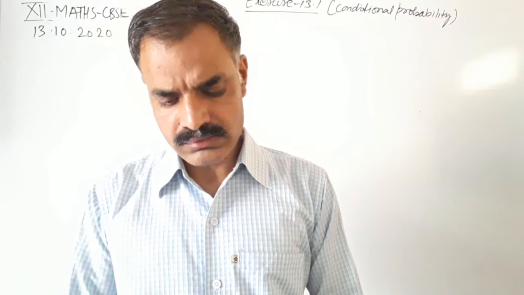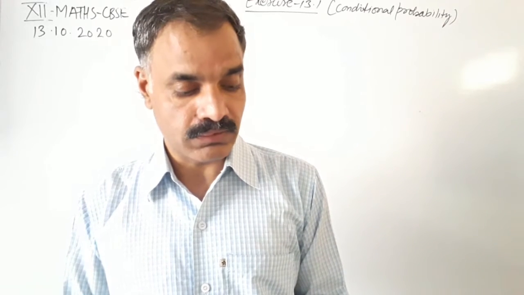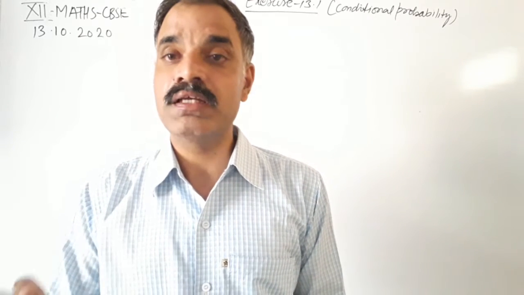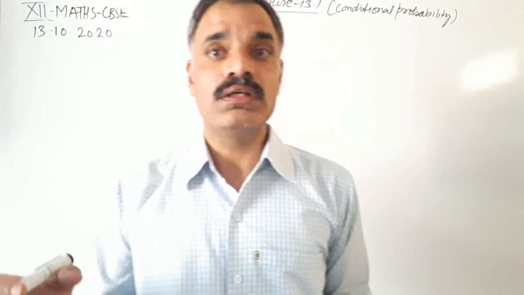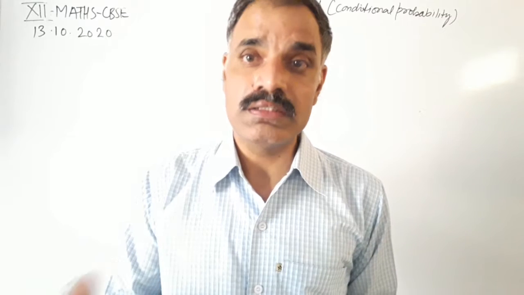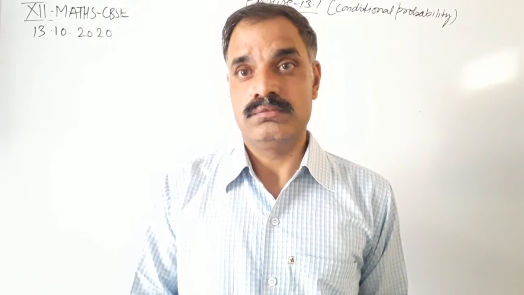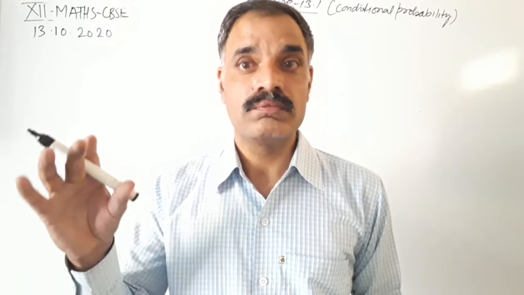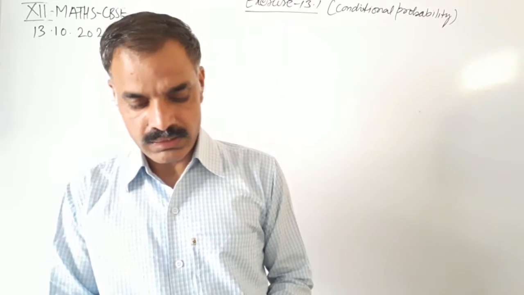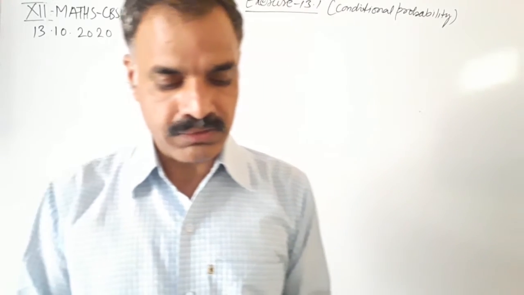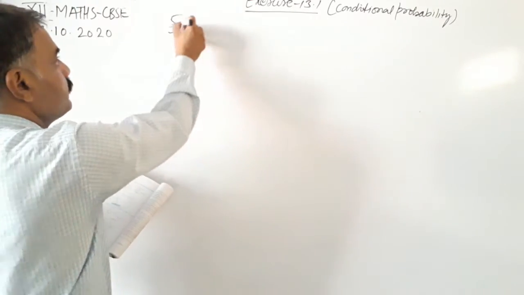In exercise 13.1, from question number 1 to question number 5 we have been given the data. It is not a difficult task to find the conditional probability, or to find the other unknown, from the formula of conditional probability. So we can easily find this. I am directly solving question number 5.